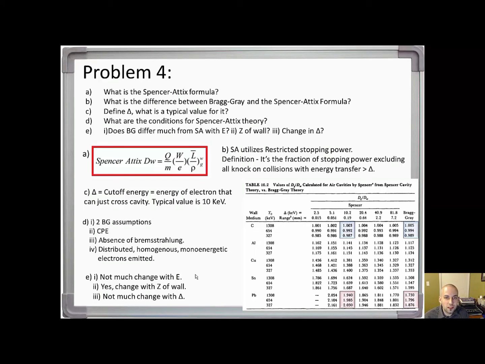What about with the change in delta, or cutoff energy? So I highlighted it in green. Let's look at the change in delta here. 1.001 to 1.005. Bragg-Gray, 1.005. So not really. There isn't really much change with change in delta.